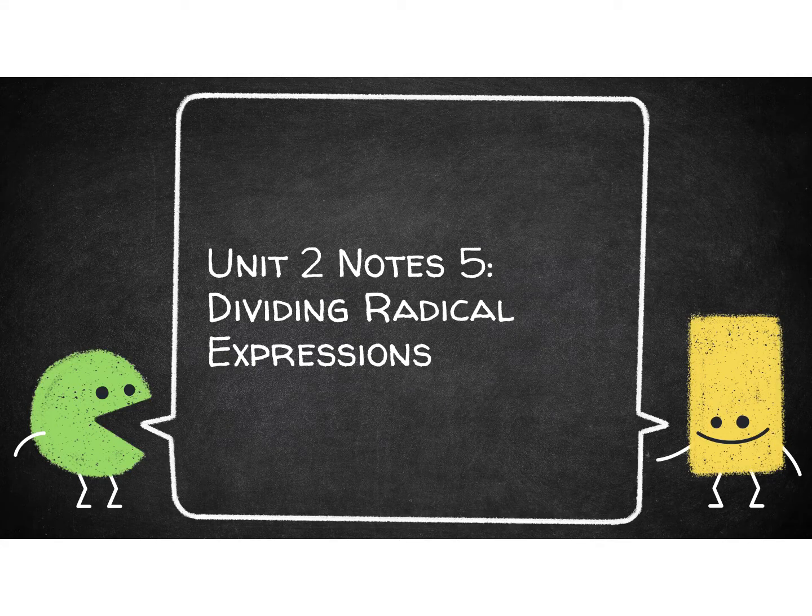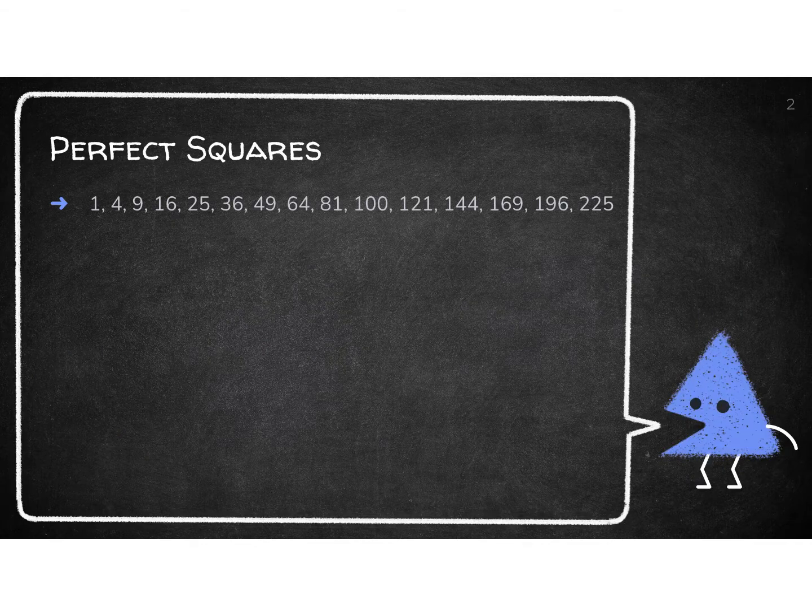We're going to go ahead and look at Unit 2, Notes 5. You're going to divide radical expressions now. So again, still using those perfect squares. Make sure you know how to find them because you will not be given them on a test. So you need to make sure that you know how to find this list.